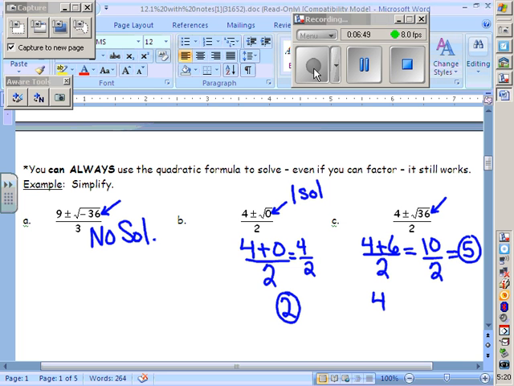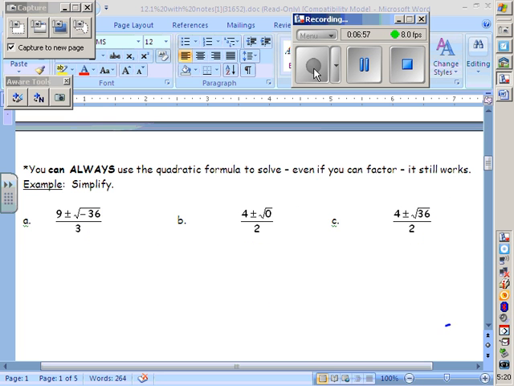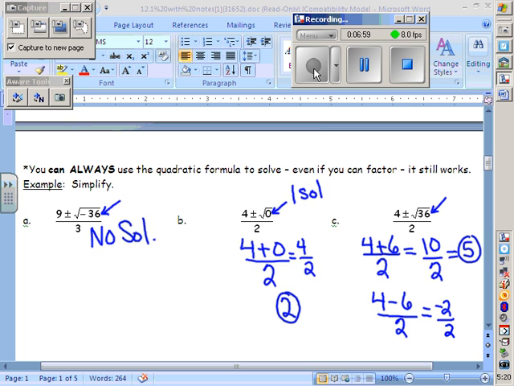And then I will have 4 minus the square root of 36, which is 6, over 2. 4 minus 6 is equal to negative 2 over 2. Negative 2 divided by 2 is negative 1.